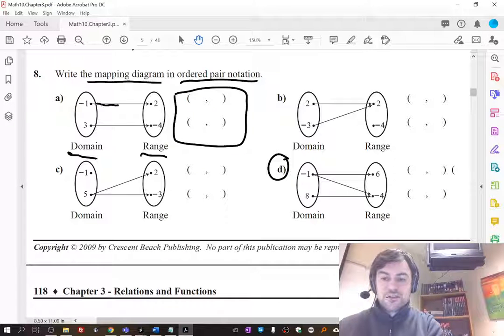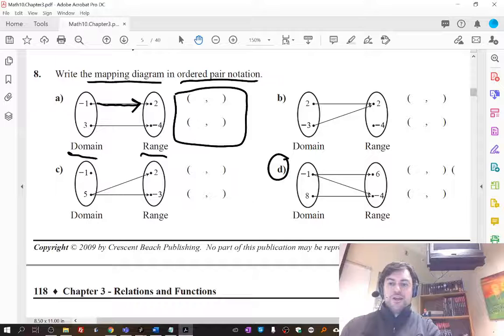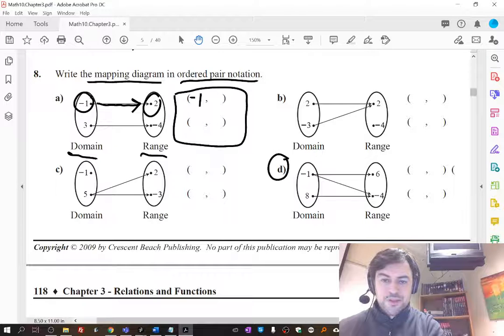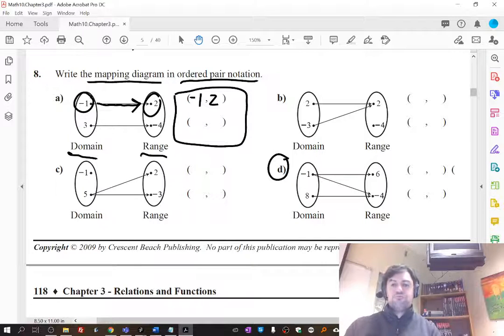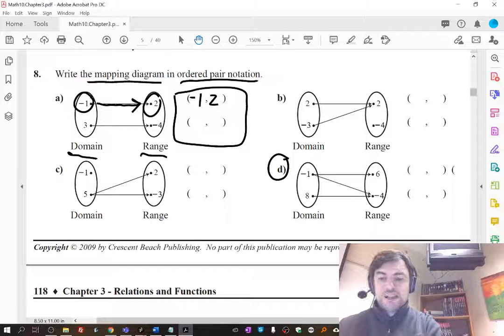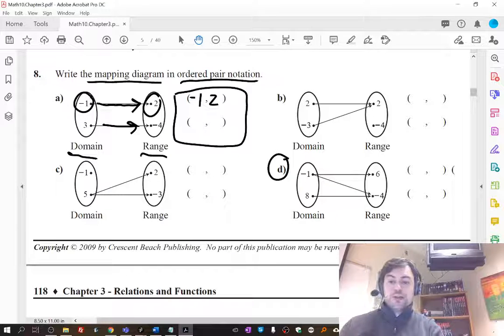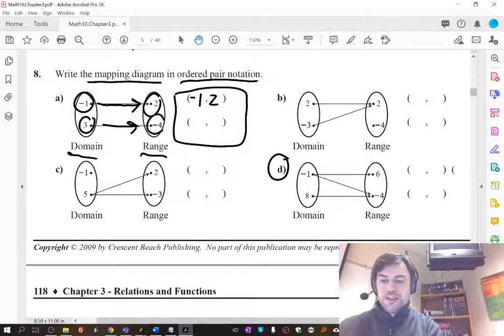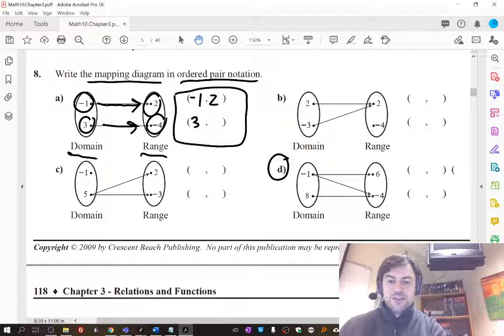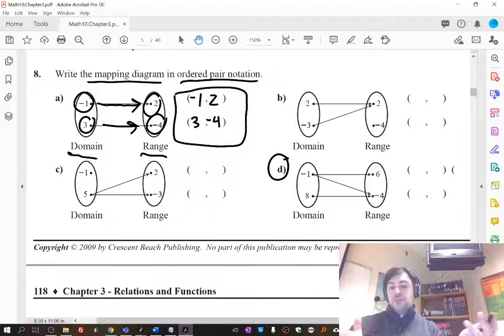Here's our first arrow, this one right here. The x value is -1, and the y value is 2. That makes an ordered pair: (-1, 2). The second arrow is going to make our second ordered pair. It's mapping 3 to -4. So x is going to be from the domain, 3, and the y is going to be from the range, -4. It kind of is simple, but in its simplicity, it can get confusing, so watch out for that.